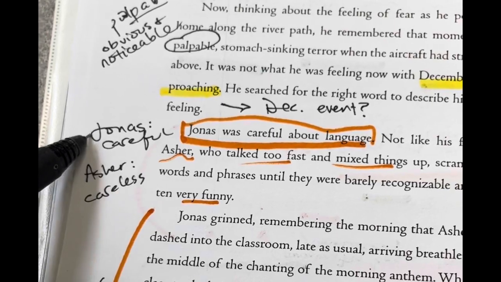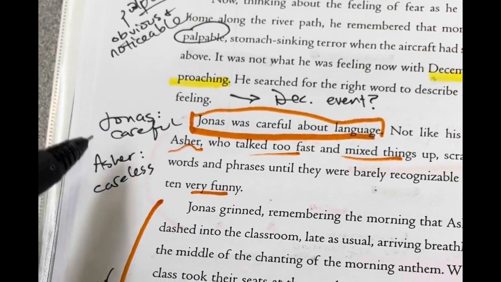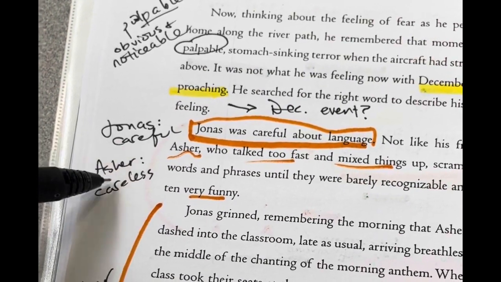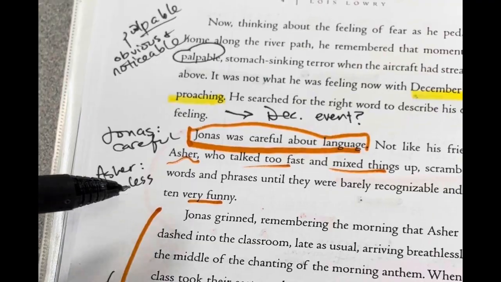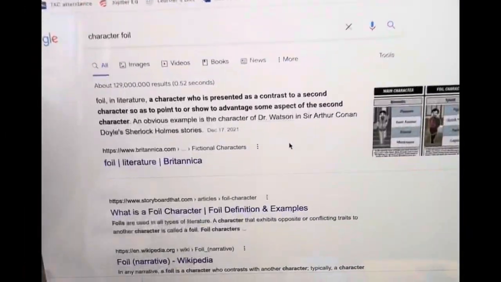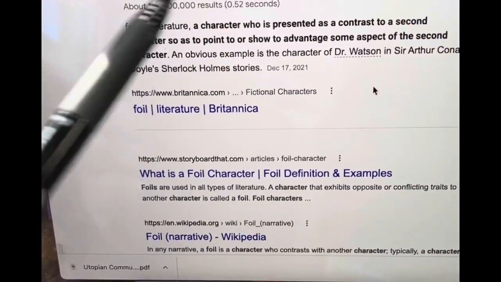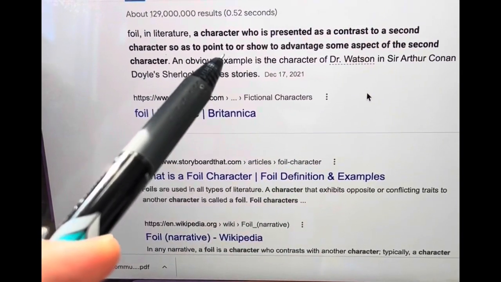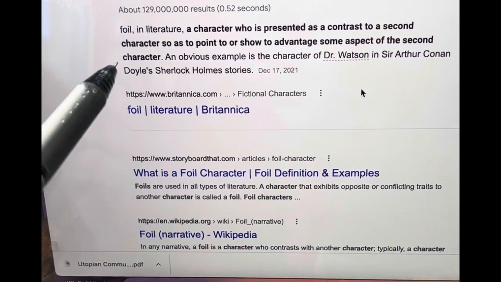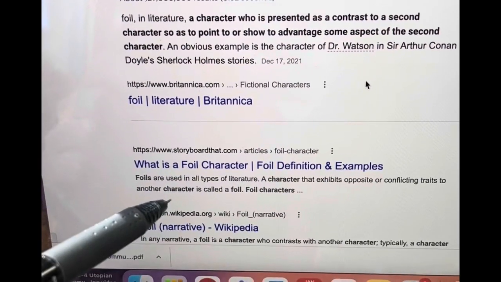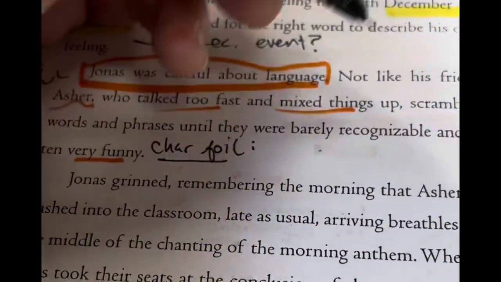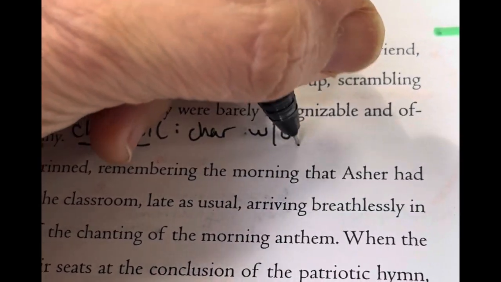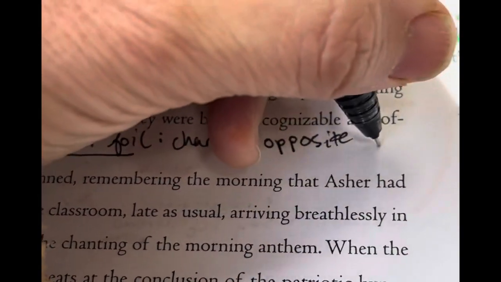So we can see that Jonas and Asher, so far from what we know just in these first 4 pages, are opposites. So maybe Asher is even a character foil for Jonas. So I have my laptop here too, so we can see a foil is a character who's presented as a contrast to a second character so as to point to or show to advantage some aspect of the second character. So it's really like we learn about one character through the other being opposite. Character with opposite traits.